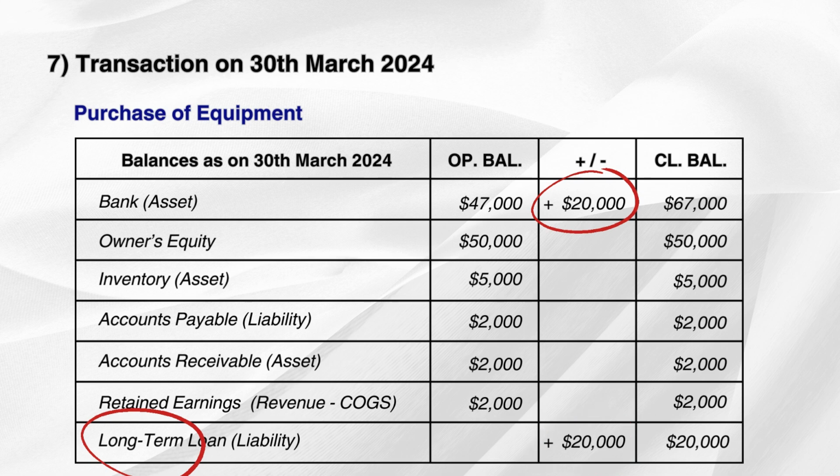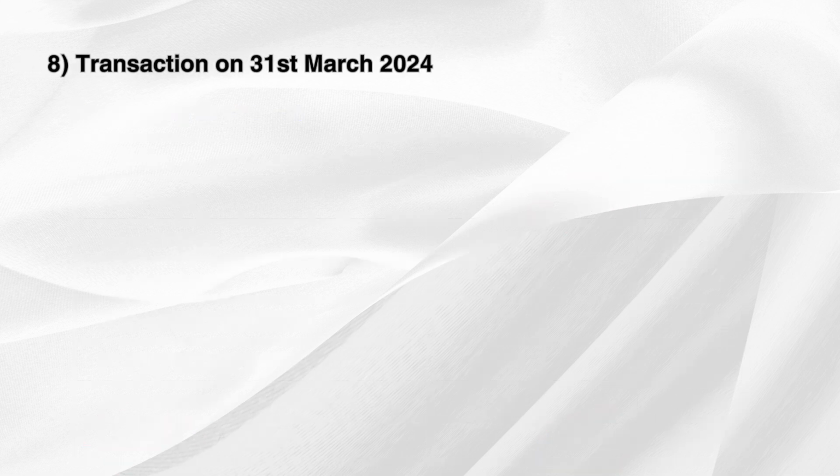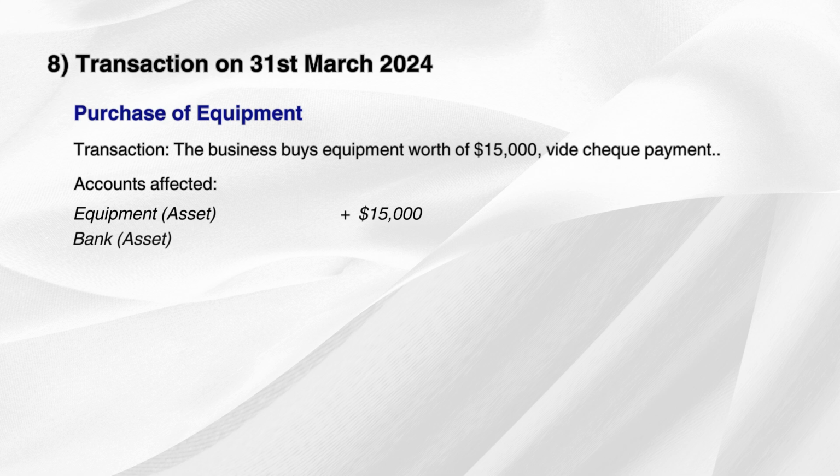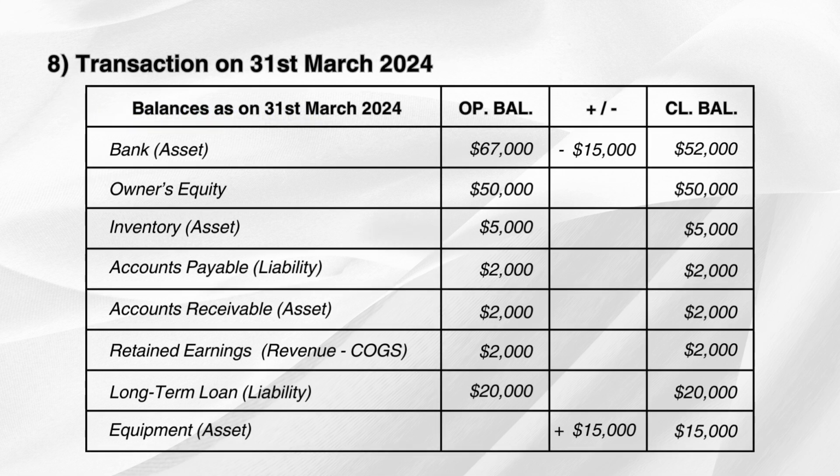Now, assume that on 31st March 2024, the company buys equipment worth $15,000 by check payment. So, equipment account balance increases by $15,000. As the payment is made by check, bank balance will decrease by $15,000. After considering these changes, the closing account balances that we get have been shown in this chart, whereby you can see that the bank balance has decreased by $15,000 and there is an additional row for equipment which got added by $15,000 on 31st March 2024.